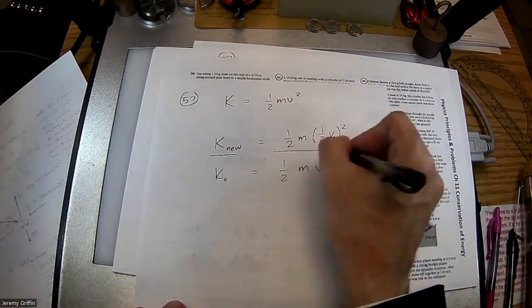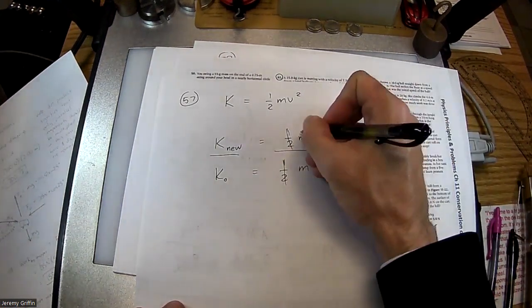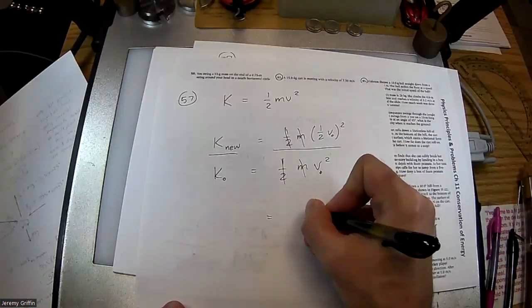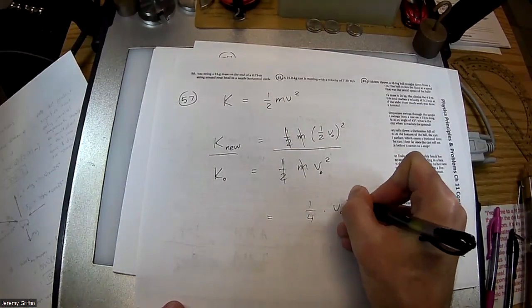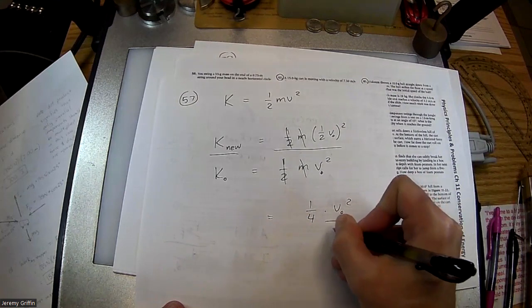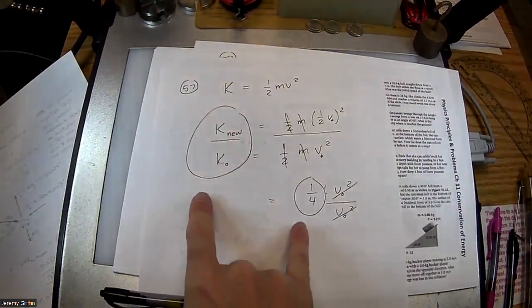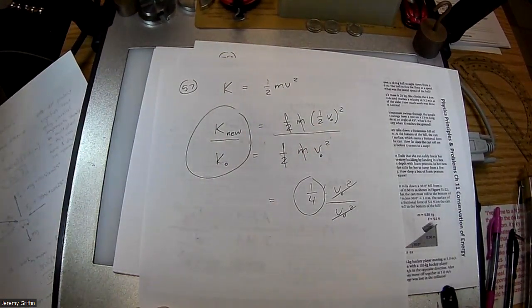Same thing here. If you divide these two, 1/2 squared is 1/4, v0 squared over v0 squared. So the ratio of kinetic energies is going to be a quarter. Half the speed, you have a quarter of the kinetic energy.